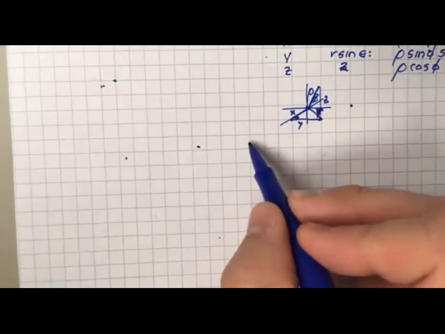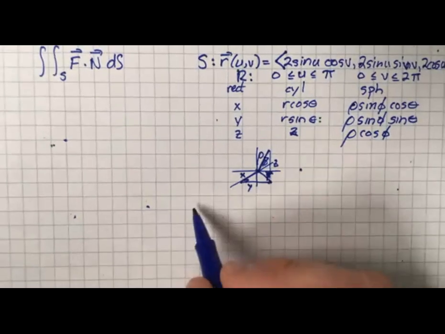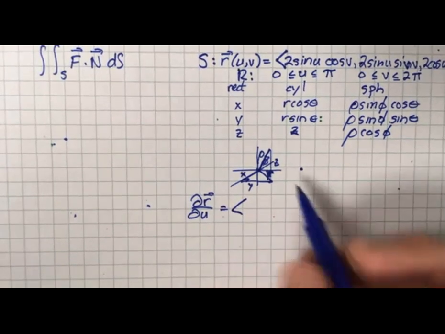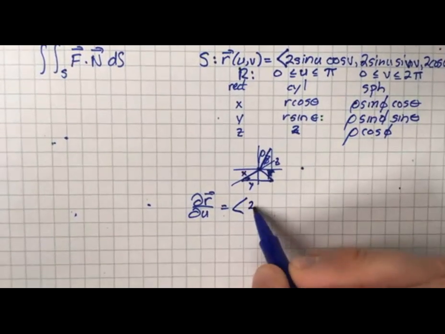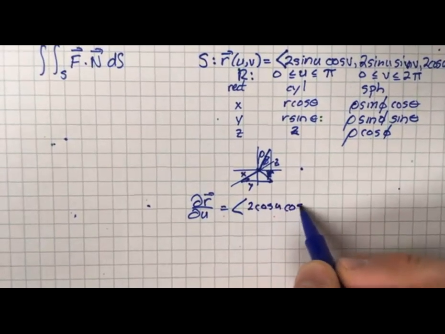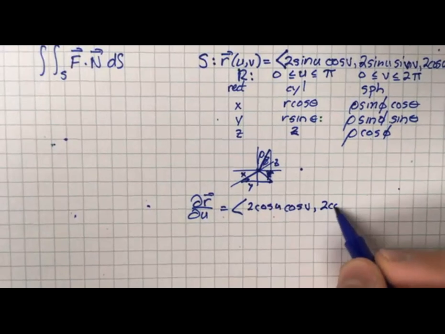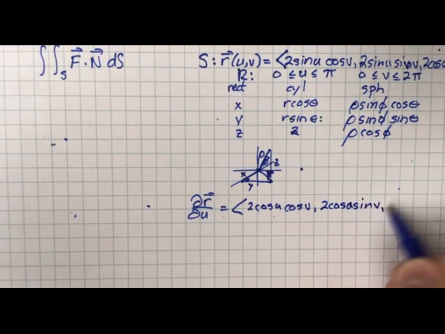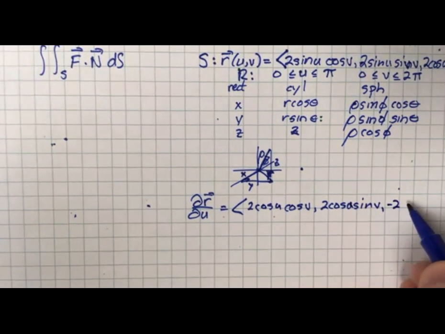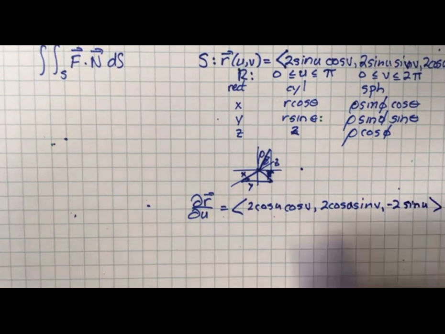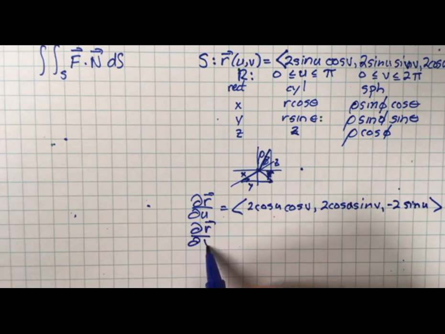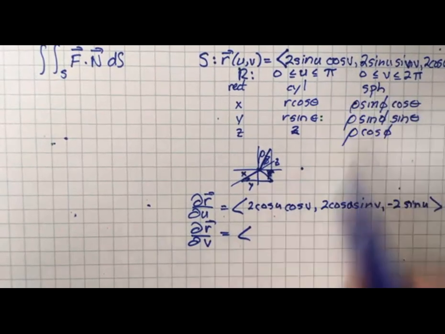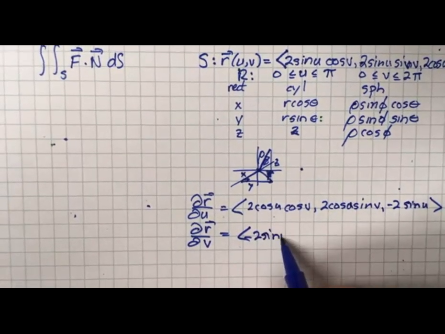Okay, so now we got to do the partial r, partial u, partial r, partial v. So that also I already know, but I'll execute it so you can see it. So derivative with respect to u will be 2 cos u cos v, 2 cos u sine v, and derivative with respect to u, minus 2 sine u. Now the derivative with respect to v will be, derivative cosine v is minus sine v, so minus 2 sine u sine v.